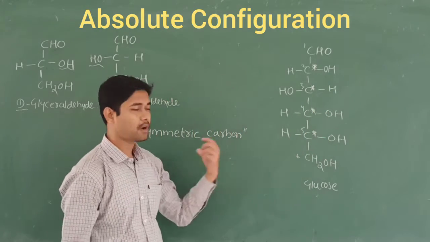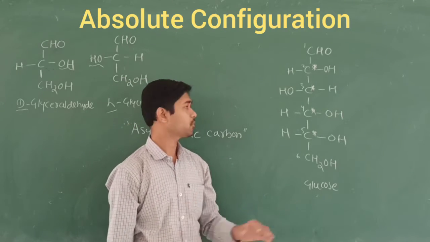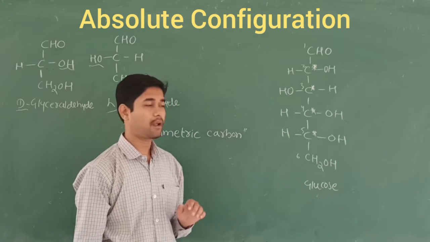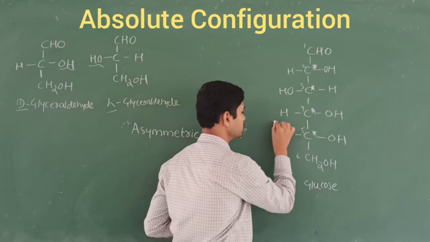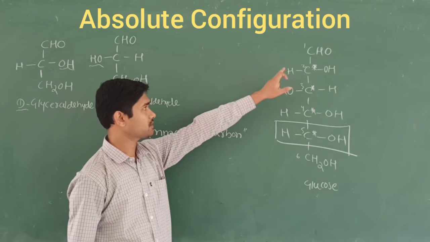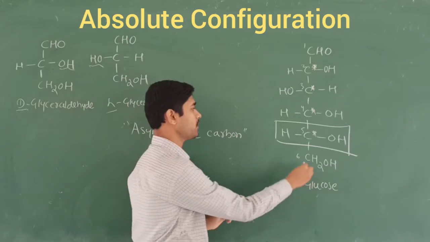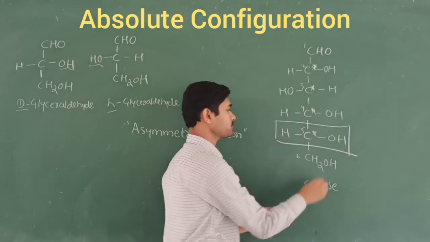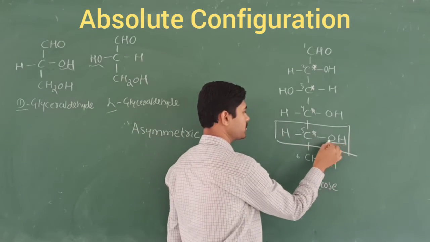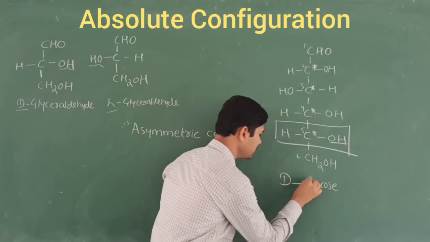In this case, how do we judge the position of the substituent group on the asymmetric carbon atom? Because there are four asymmetric carbon atoms. This time we take into account the fifth carbon atom, because this carbon is farthest away from the aldehyde functional group. That's why we consider this as the reference asymmetric carbon atom in this glucose molecule. Here the OH group is on the right hand side of this asymmetric carbon atom. That's why we name it D-glucose.